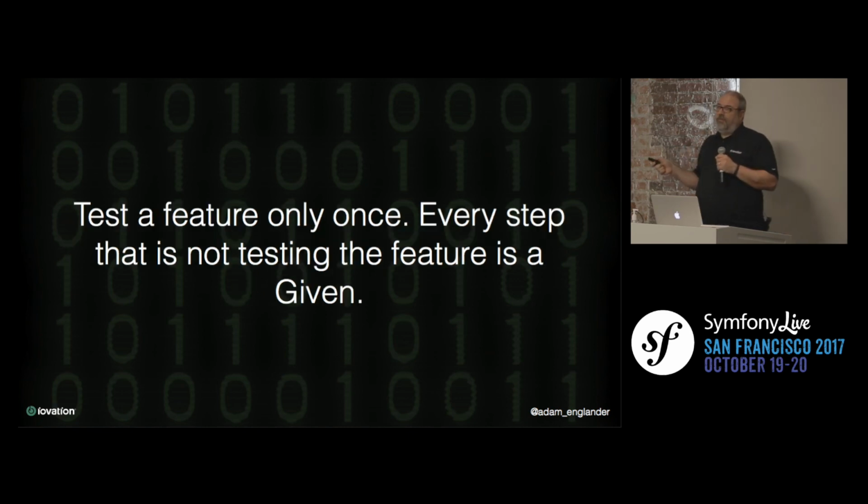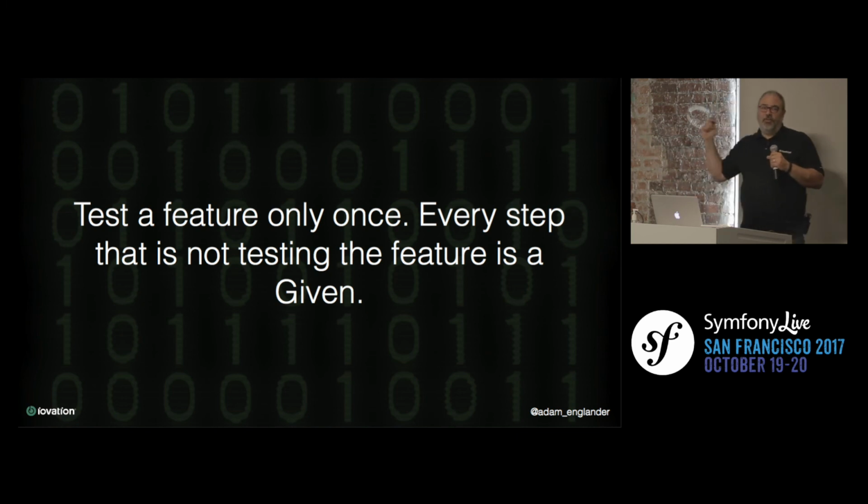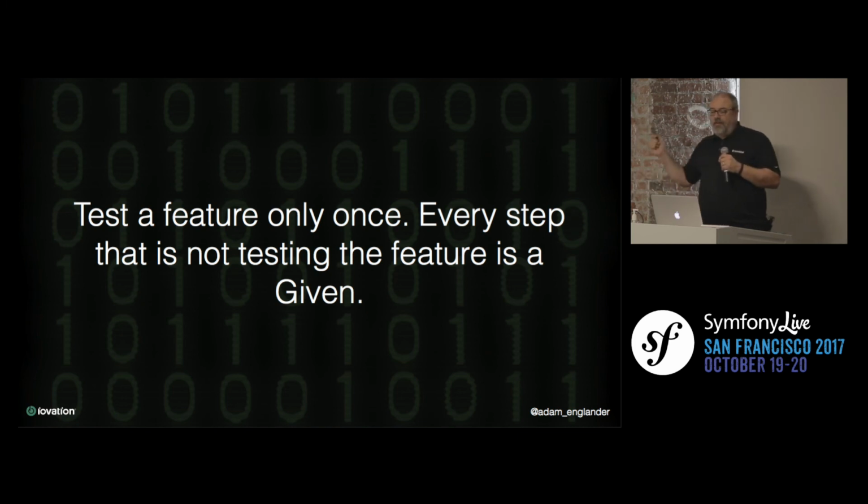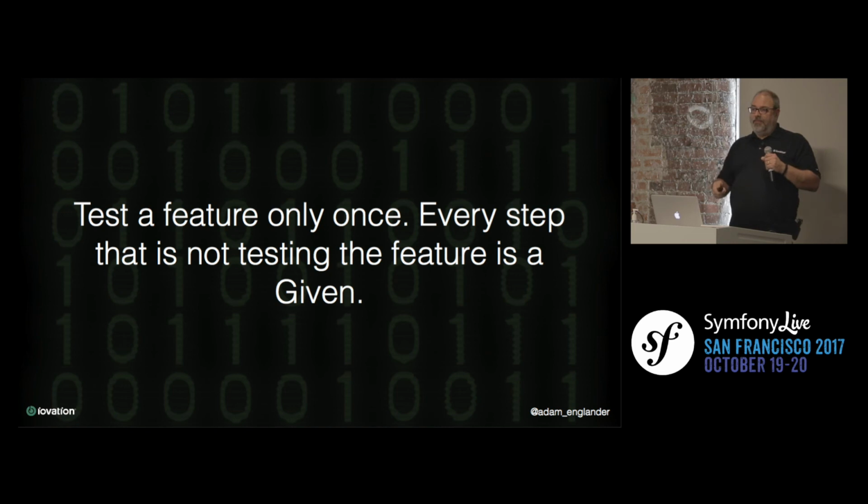Test a feature only once. And this is not just for APIs. If you're doing Behat, test a feature only once. Every step that is not testing the feature should be a given. If you're doing given, when, then, you're testing something twice.